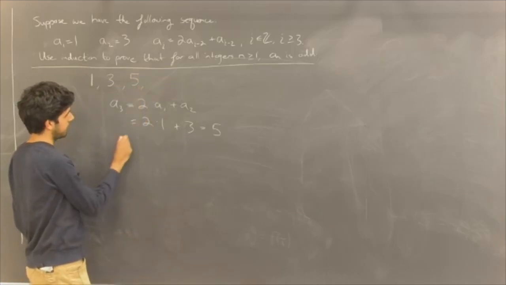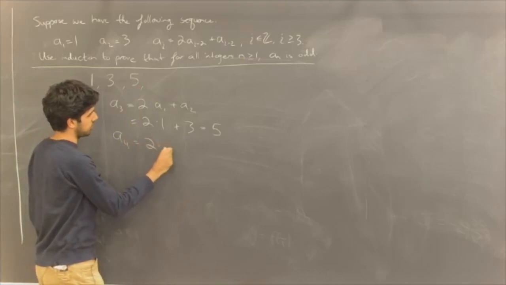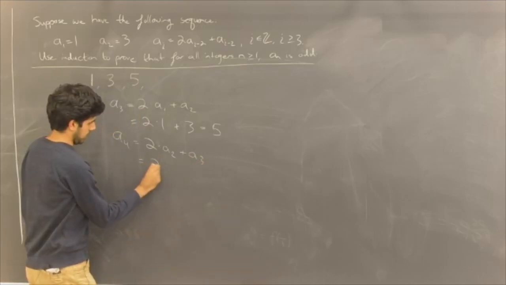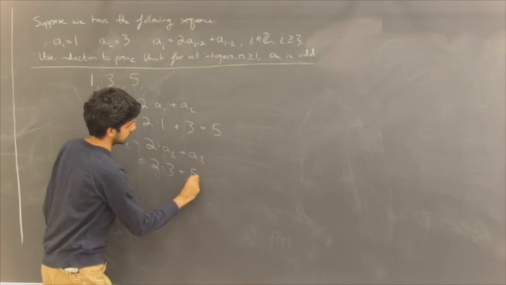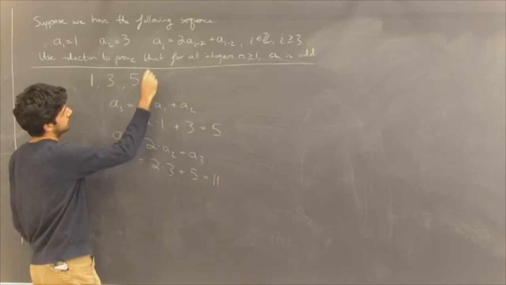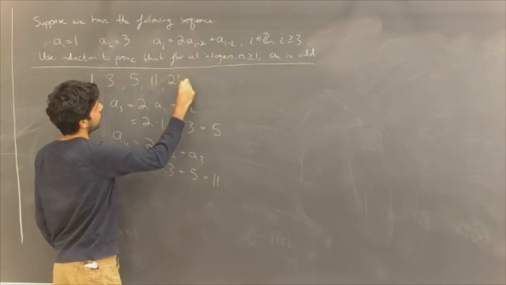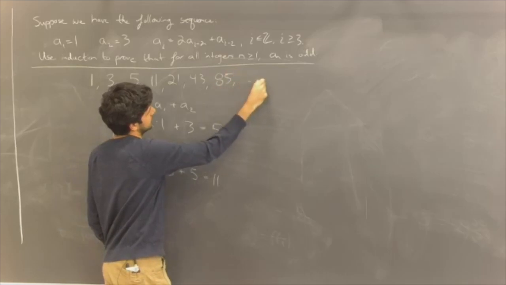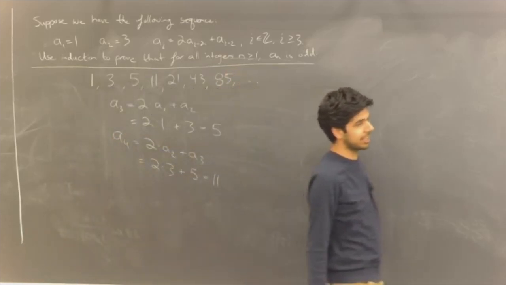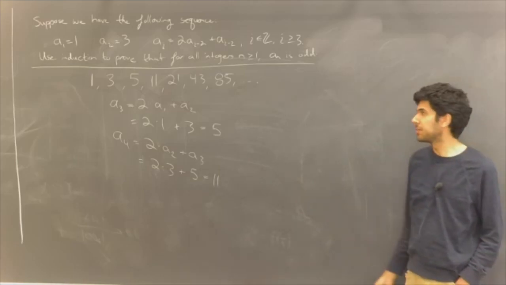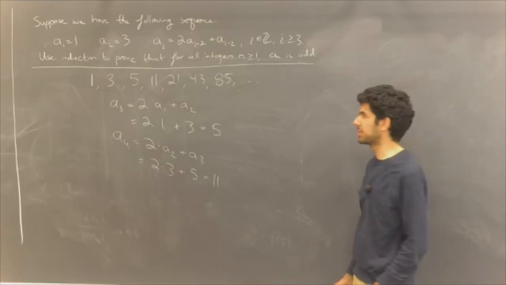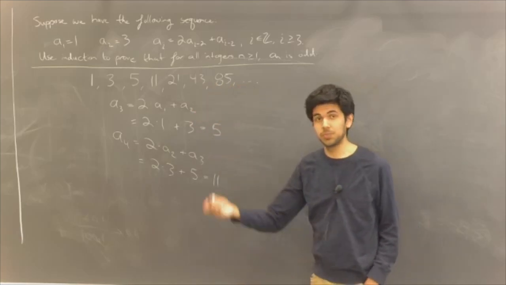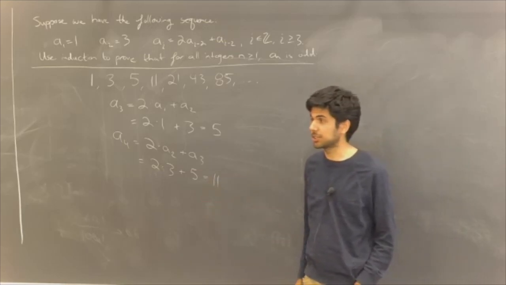Now let's just do A sub 4. Again, A sub 4 is twice A sub 2 plus A sub 3. A sub 2 is 3. A sub 3 equals 5. So we have 11. And then the next term is 21, and then 43, and then 85, and so on and so forth. And by the eye test, yeah, these all do look odd. However, that's not rigorous enough. I can't just say, oh, these are odd, and then it'll continue and they will all be odd. No, we have to use a proof by induction.